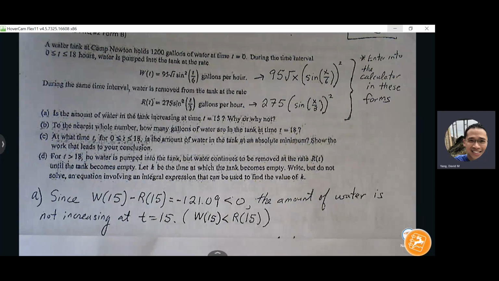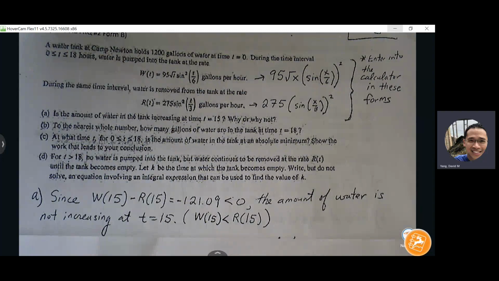I said not increasing, but I could have just said decreasing. The reason why is because it says, is the amount in the tank increasing. You either say it's not increasing, or you can say it's decreasing because that value is negative. That rate is negative.